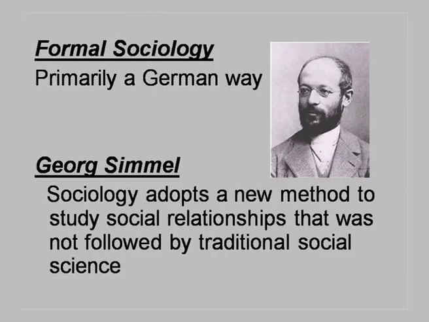The next one is formal sociology. Formal sociology is primarily an approach developed by Germans. This is primarily a German way of looking at social issues. Georg Simmel states that sociology adopts a new method to study social relationships that were not followed by traditional social sciences. Sociology is concerned with different forms of social interactions that take place in social life.